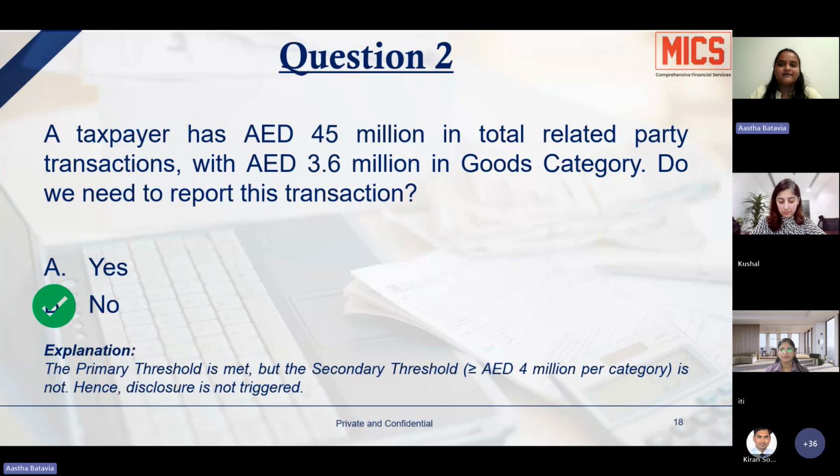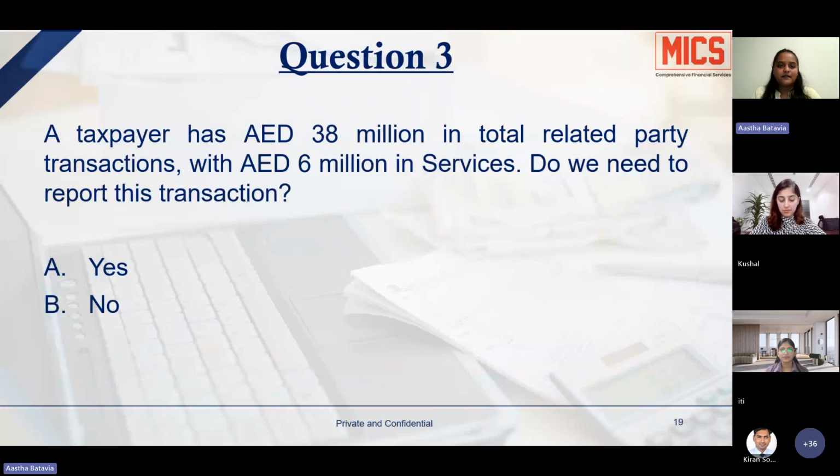Let's have another question. A taxpayer has AED 38 million in total related party transactions with AED 6 million in service category. Do we need to report this transaction? Tell us in the comment section.